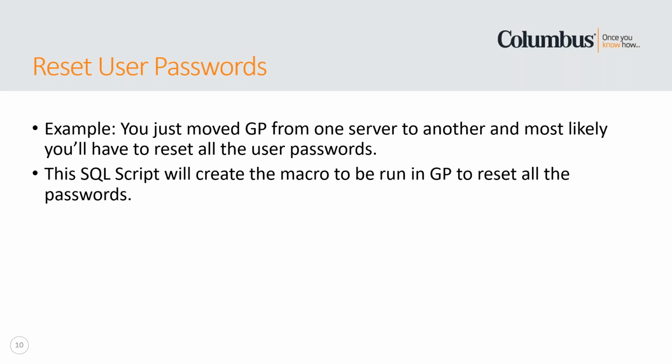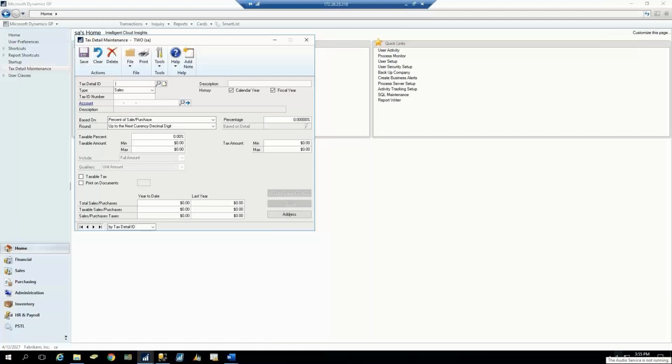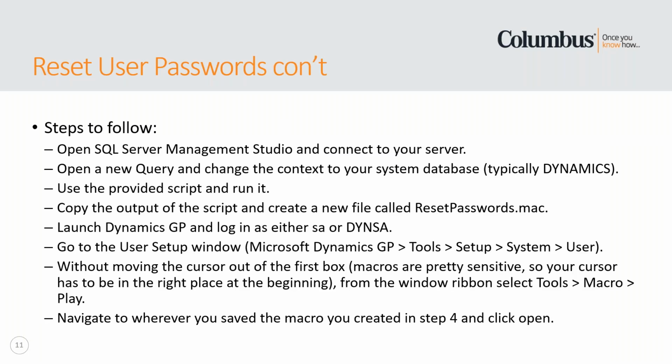Another example might be I just need to reset all of my users' passwords. And this example is a little bit different because instead of using mail merge to create the file with all the data, we're going to use SQL to actually write the macro for us. SQL is going to look at our users in GP, and it's going to say, okay, based on the users I see in GP, I know how to write the commands, and I'm going to create you the text file you need in order to go through and create your users.